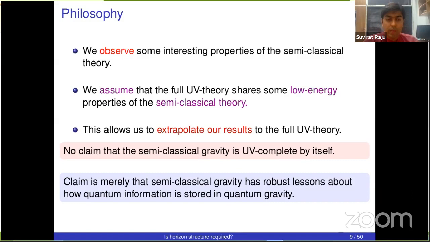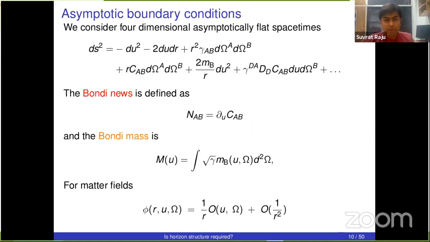In particular, I would like to clarify that at no point in this talk am I making a claim that the semi-classical theory of gravity is UV complete by itself. That would be an absurd claim, which I'm not trying to make. Rather, the claim is that the semi-classical theory of gravity already has robust lessons to teach us about how quantum information is stored in the theory of quantum gravity, and that we should take those lessons seriously. Okay, so that was my motivation and advertisement. I made a number of claims, and now I need to justify them.